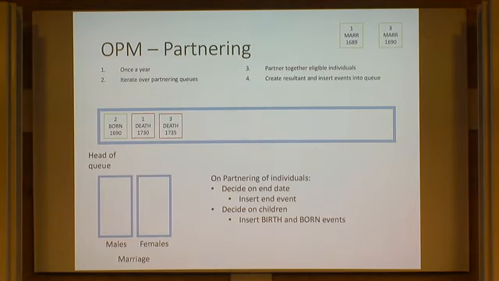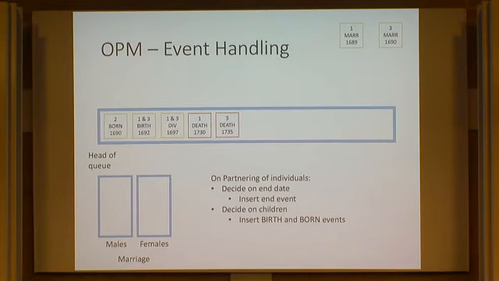So when we've taken these two people out of our marriage queue, we've then decided that this marriage will end at this given date, and then we also insert what is called a birth event. A birth event is slightly different to a born event, because a birth event pertains to what we do with partnerships, and a born event pertains to individuals.